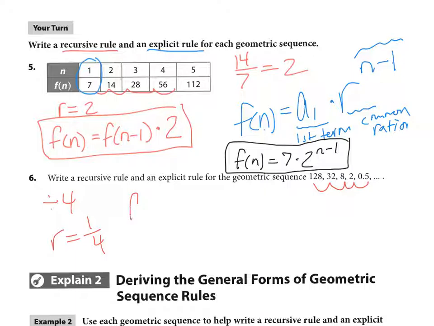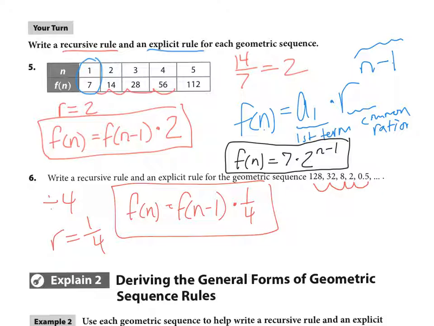So the recursive rule, f of n, is the previous term times your ratio. That's the recursive rule. It's always that. Never changes. So what's the only thing you have to find to get the recursive rule? The ratio. The explicit rule is f of n equals, what do I have to have first? First term. What is our first term here? 128. Times what? 1/4, our common ratio, raised to the n minus 1 power. There you go.